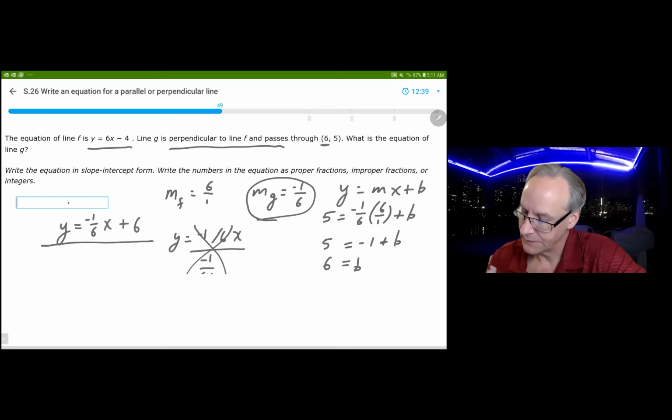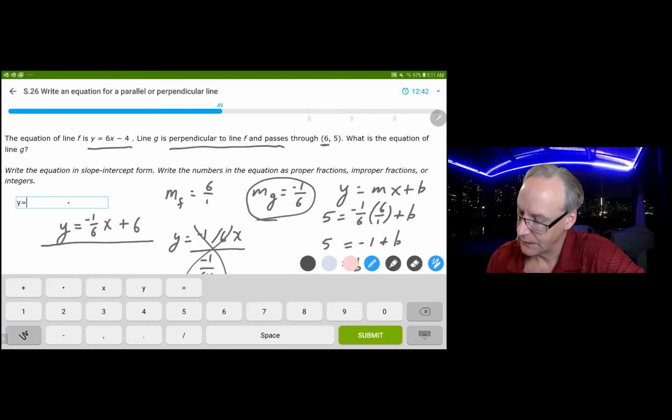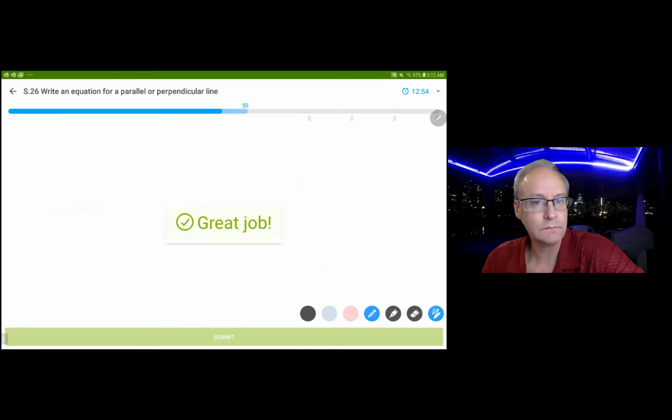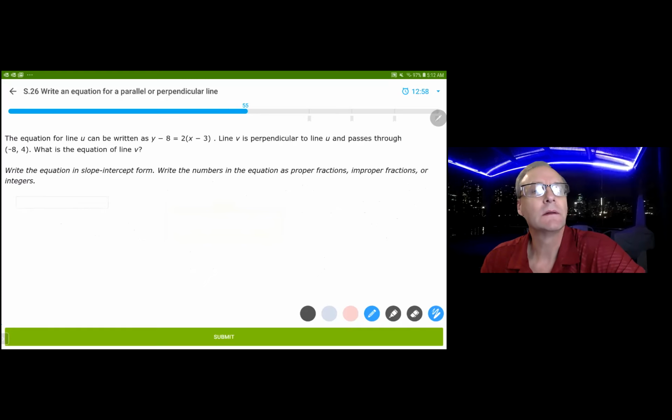Anyway, let's put it in. Y equals, and they don't mind if I put it that way, -1/6 x plus 6. Looks good. Sure is taking a long time. Oh, point slope form. Oh, but we have to put it in slope intercept form. Dang it. Okay. I wish they would let us do it in point slope form, because it's so much easier.